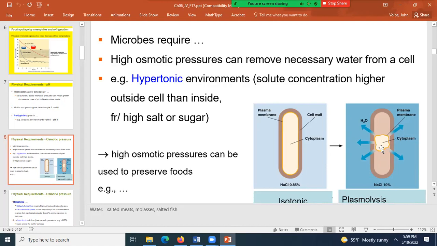Humans have actually been using high osmotic pressure to preserve foods for millennia, such as when we salt meat or we have molasses. It's just pure molasses, it doesn't spoil. And as I mentioned, the bacteria that fall into the molasses bottle will go through plasmolysis as water leaves the cell. Another example would be salted fish, which uses high osmotic pressure to keep the cells from growing, and that keeps the food from spoiling.